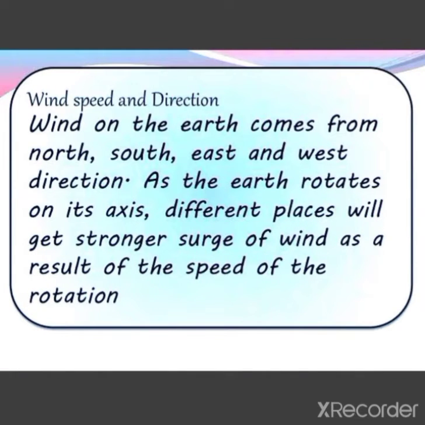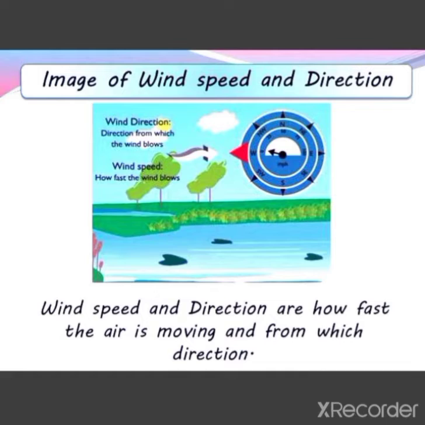Wind speed and direction. The next effect of rotation is wind speed and direction. Wind on the earth comes from the north, south, east, and west directions. As the earth rotates on its axis, different places will get a stronger surge of wind as a result of the speed of the rotation. So this is the image. What is wind speed and direction? Wind speed tells us how fast the wind blows, and wind direction tells us the direction from which the wind blows.